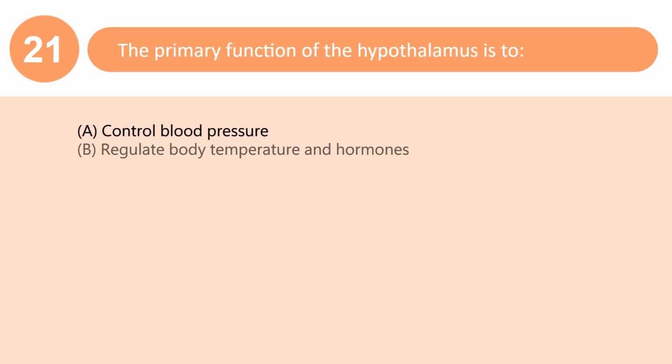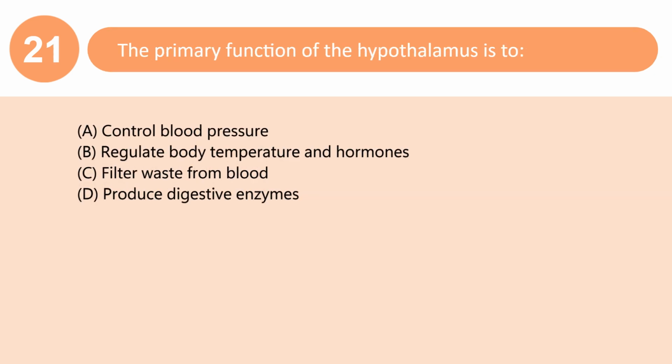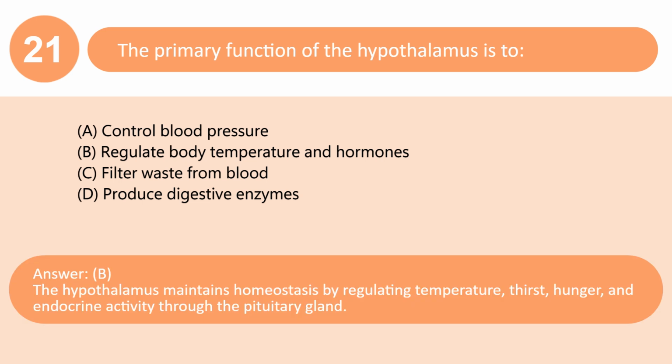The primary function of the hypothalamus is to: A. Control blood pressure. B. Regulate body temperature and hormones. C. Filter waste from blood. D. Produce digestive enzymes. Answer: B. The hypothalamus maintains homeostasis by regulating temperature, thirst, hunger, and endocrine activity through the pituitary gland.